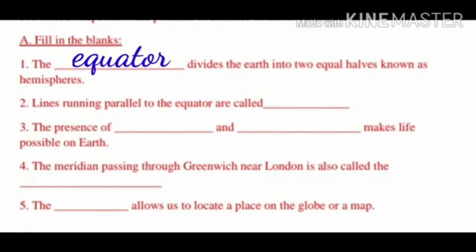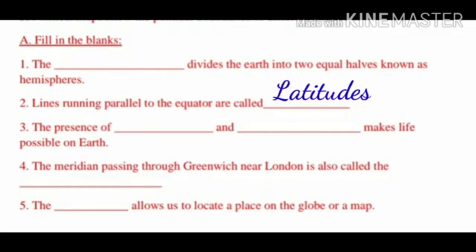Second question, lines running parallel to the equator are called dash. Yes, the answer is latitudes. Lines running parallel to the equator are called latitudes.